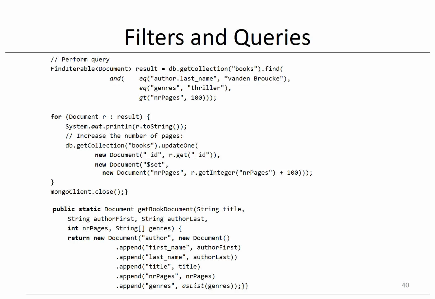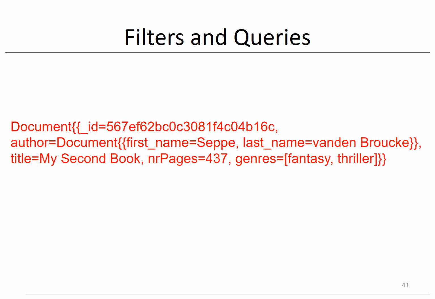After inserting some books, we perform a simple query using the find method and passing a conjunctive and condition containing three clauses. The author last name should equal Van den Broeke. The genres should contain thriller. The array filter is used to search through a list in this case. And the number of pages greater than 100. For each document in the result set, we use the updateOne method to set the number of pages to a new value. Running our Java code will produce the result you see here.